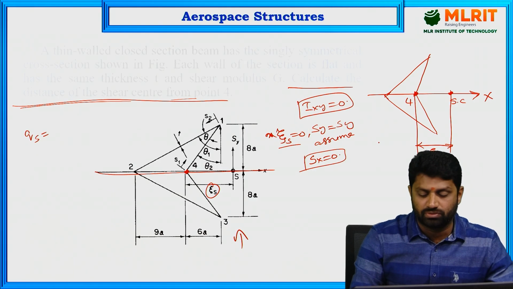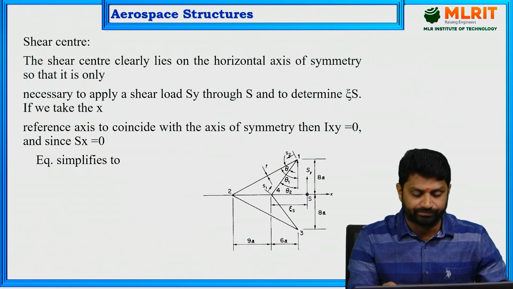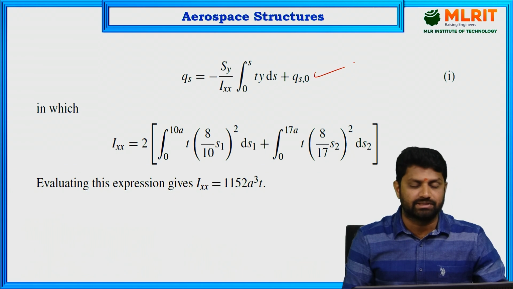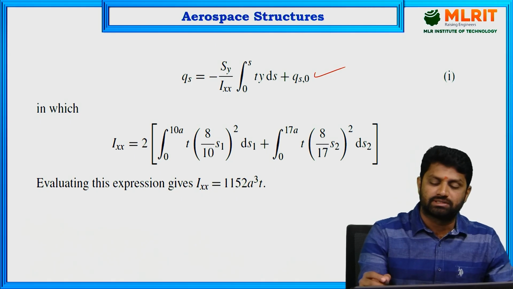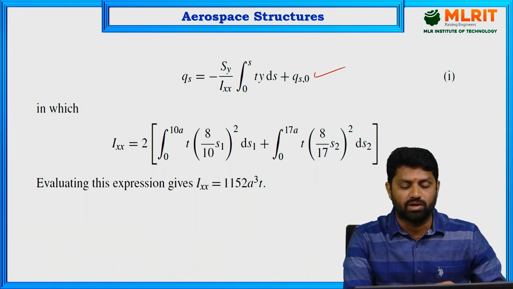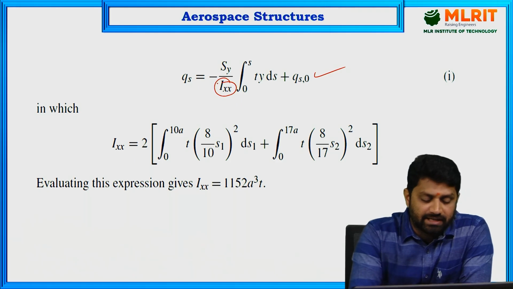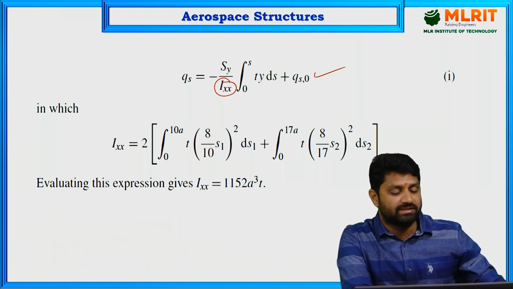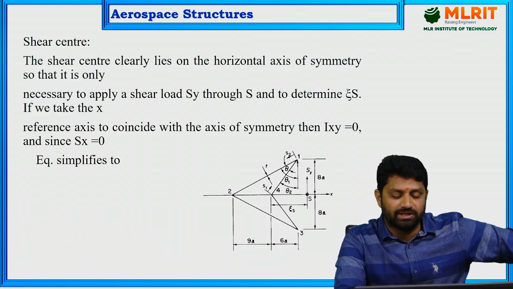After substituting here, you are going to get this equation, that is Qs equals minus Sy by Ixx integral 0 to s of t into y into ds plus Qs0. You can consider this as equation number 1. Now what you need to calculate here is Ixx, Ixx for the complete section.